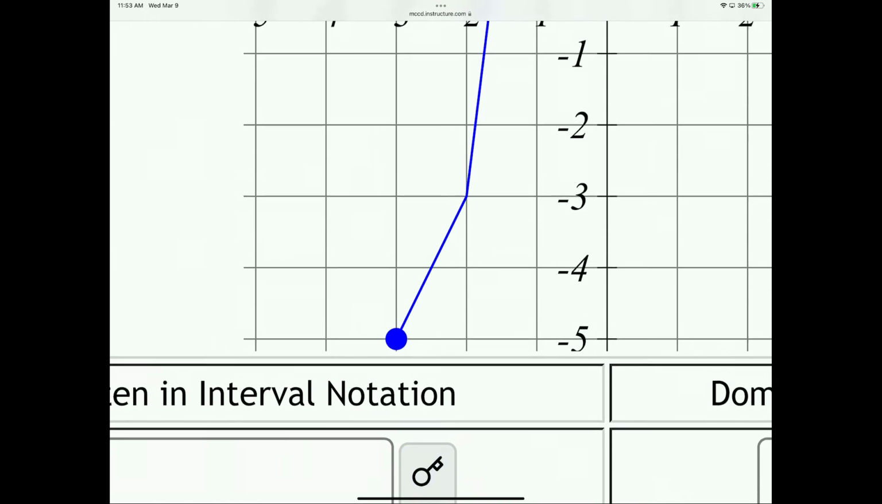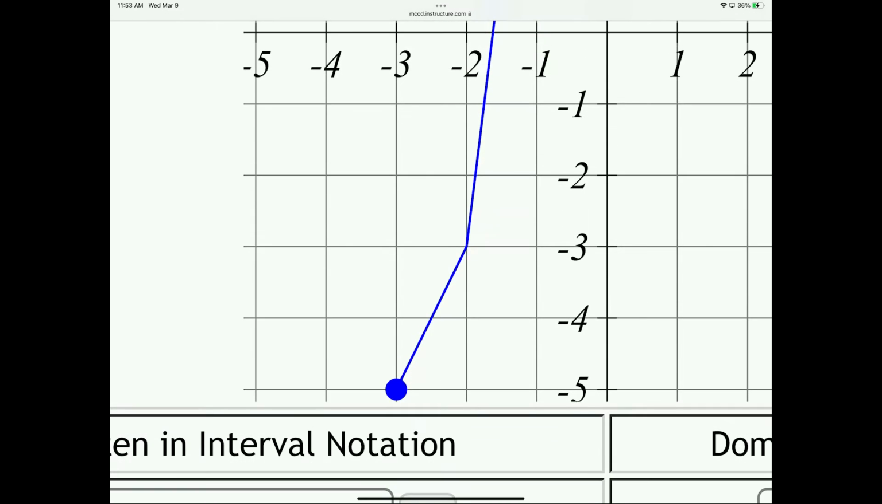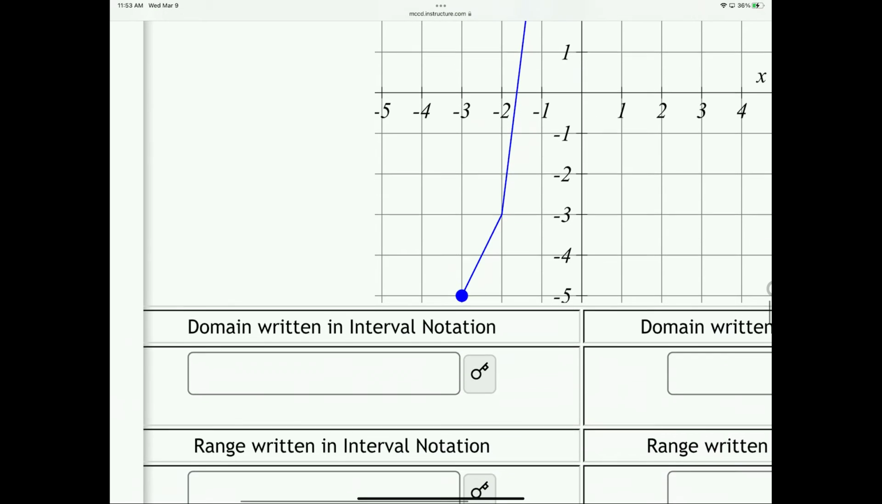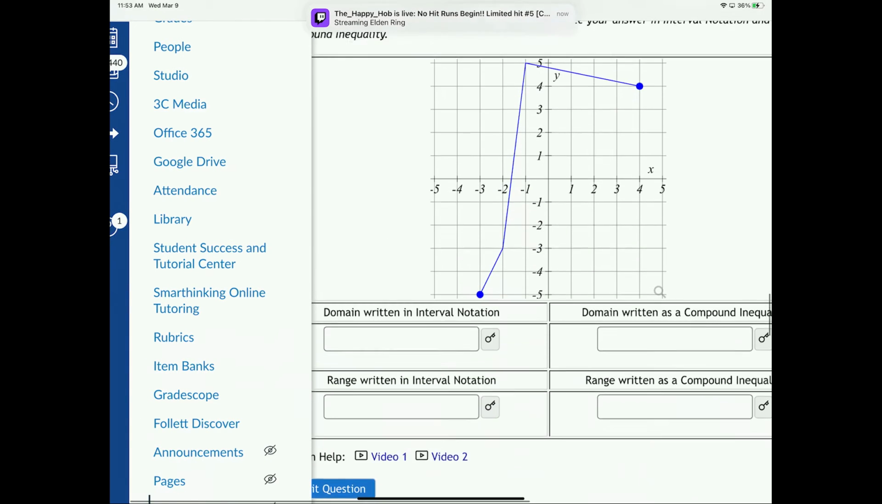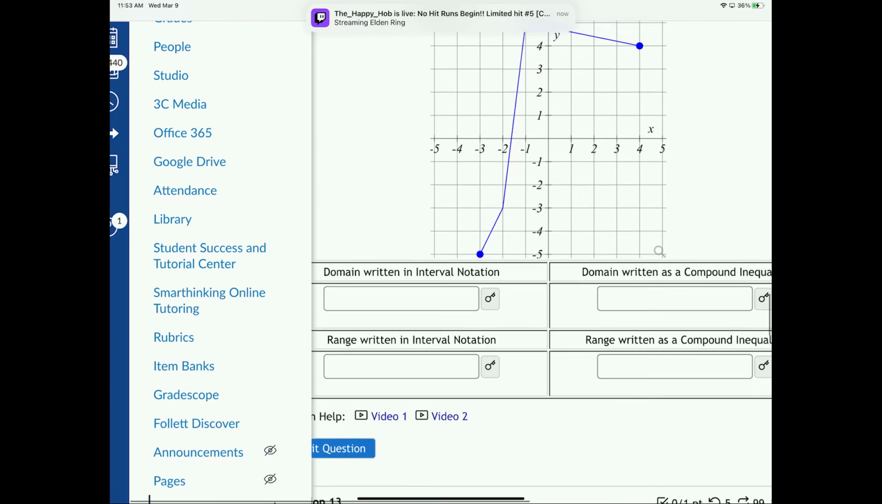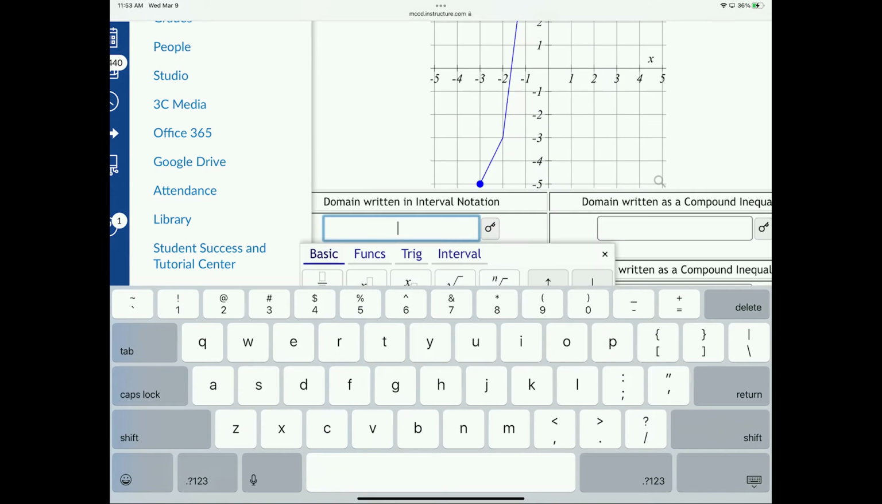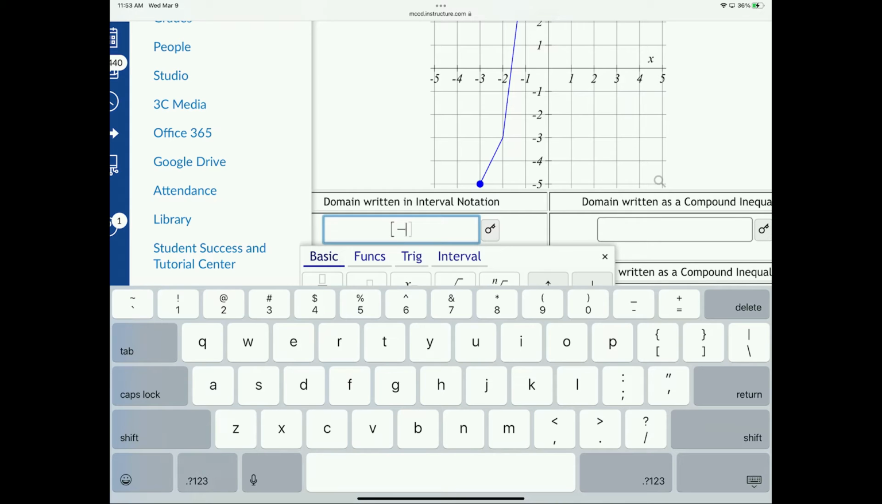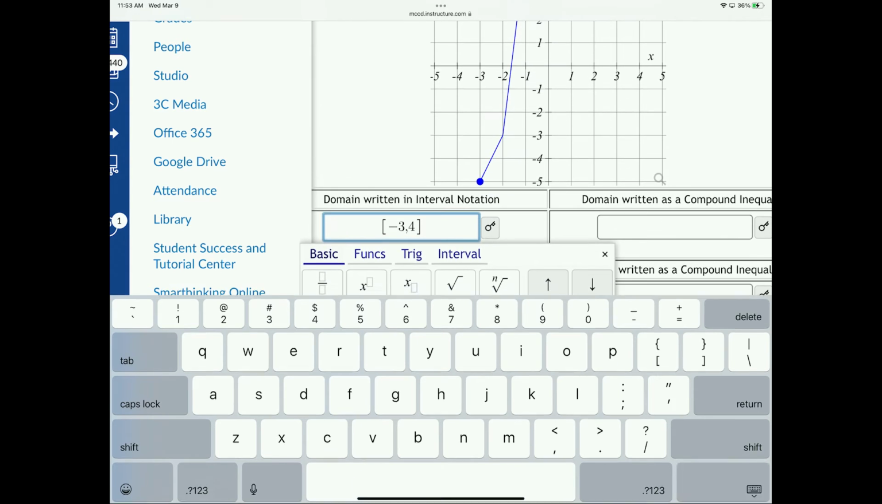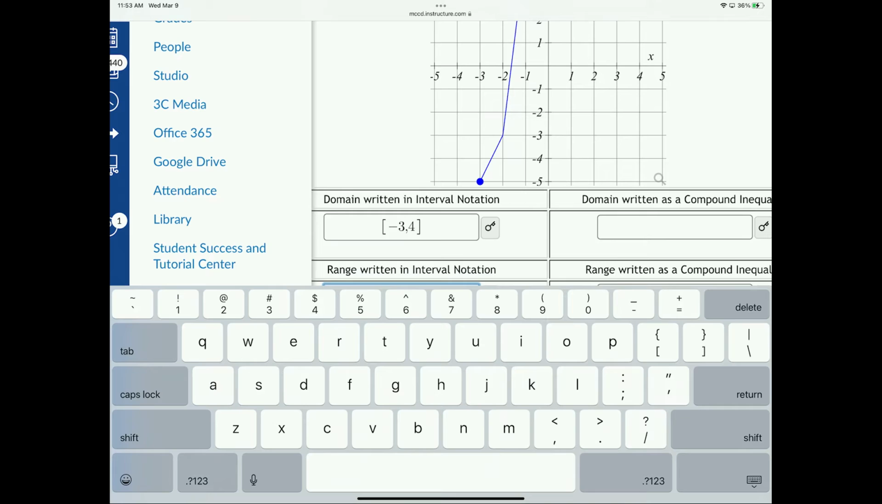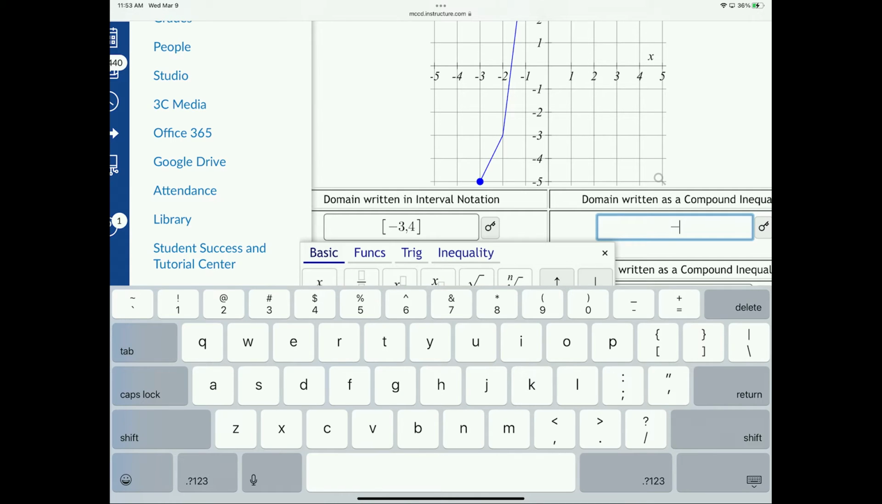So that x value is -3, and then all the way up to, come on, x equals 4, right? So hopefully you can see that. So in interval notation, this is from -3 up to +4, like that. And in compound inequality, that would be -3 less than or equal to x less than or equal to 4, like that.